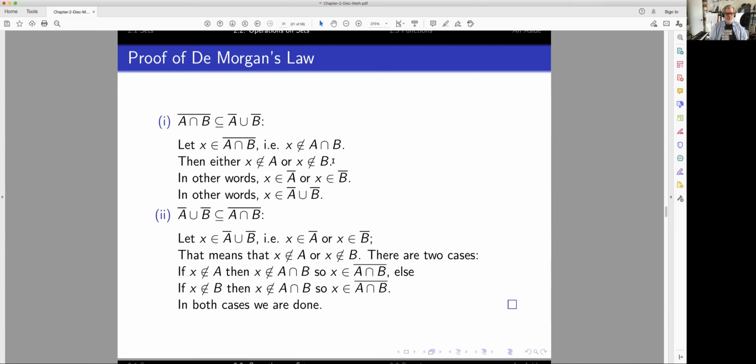So x is not in the intersection means either it's not in A or it's not in B. That's what that means, right? Because if it's in both, it's in the intersection. What does it mean not to be in A? It means you're in the complement of A. That means exactly the same thing. Not to be in B means you're in the complement of B. So then x is either in the complement of A or in the complement of B. And so by definition, that means x is in the union of the complements. All of that for that.